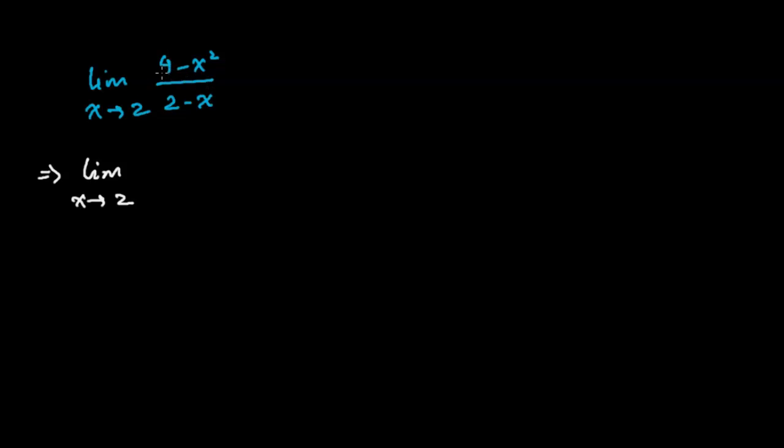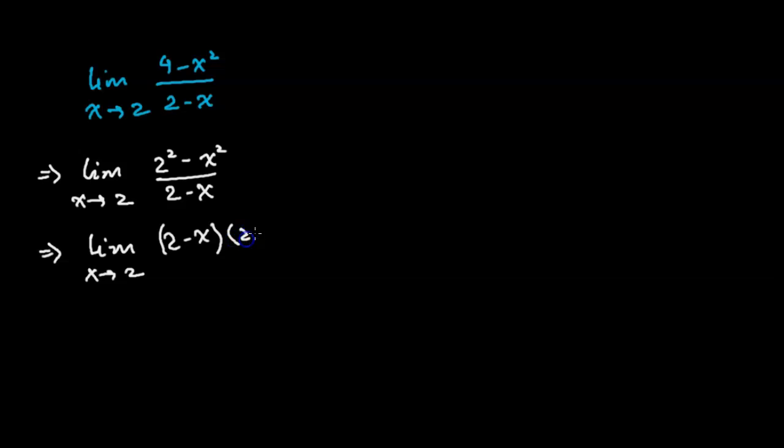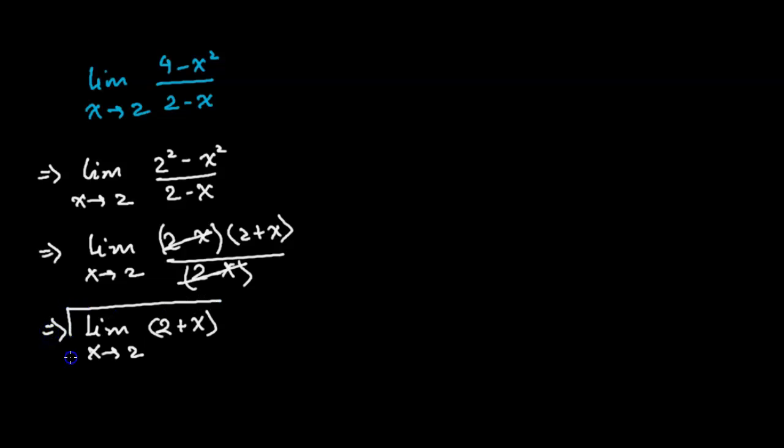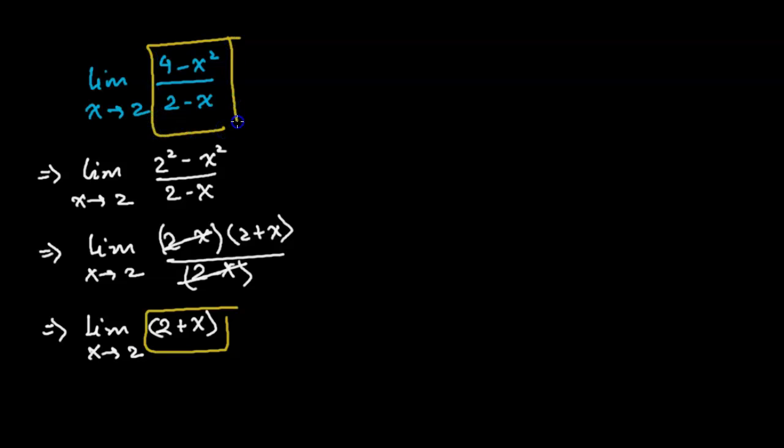So if we factor this, this is a difference of squares. That would yield us this. This would give us (2 minus x)(2 plus x) over (2 minus x). The common factor can always be cancelled out. So the equivalent function for this given function is 2 plus x.